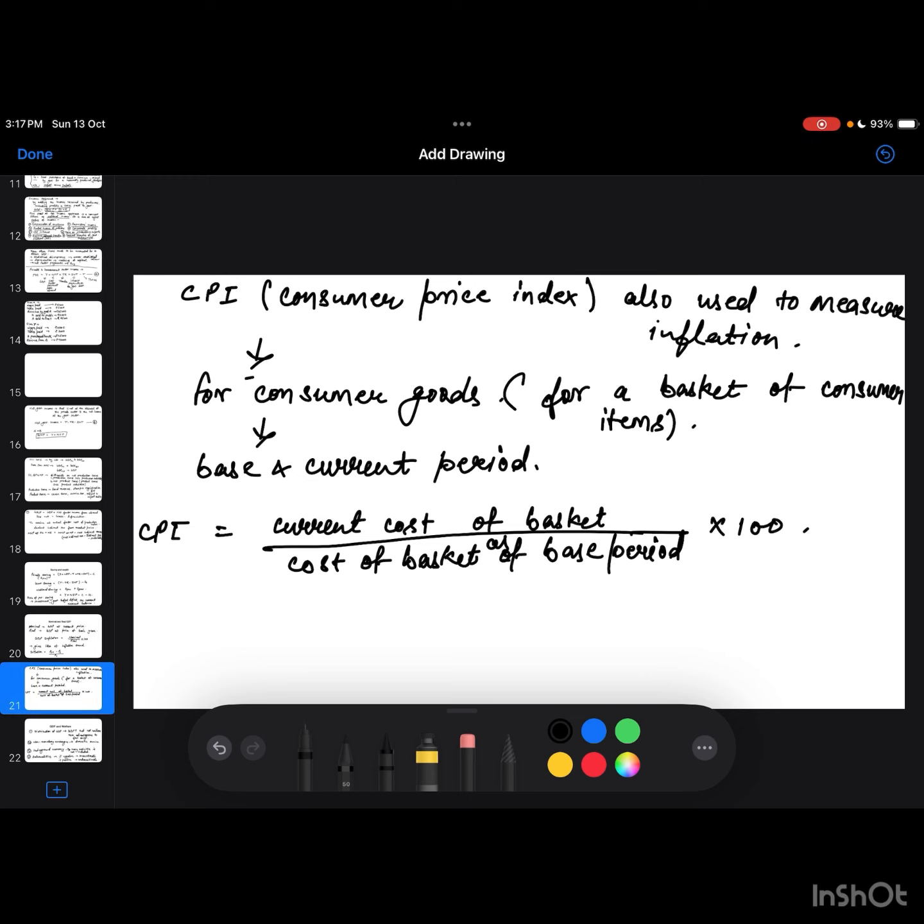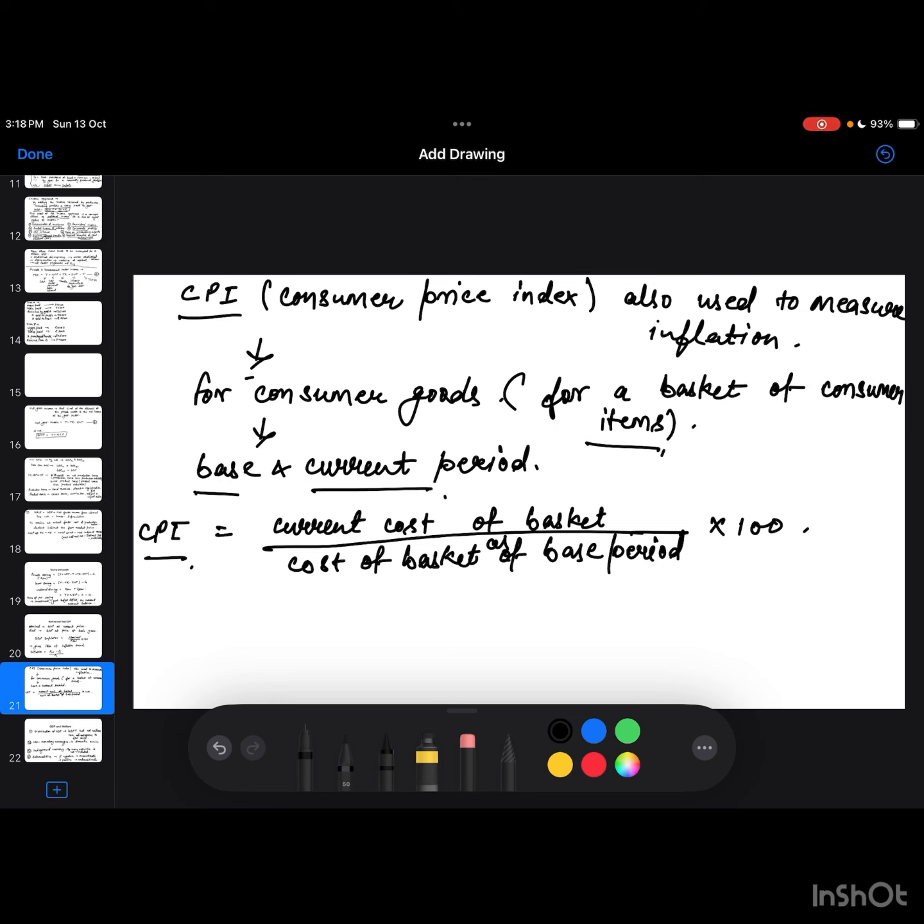Now the next index that helps to measure inflation will be CPI, that is consumer price index. Now it is used for the consumer goods. There is a basket of consumer items for which this index is used, and as GDP is used for nominal and real GDP, that nominal for the current and real for the base period, similarly in this index also we use base and current period prices for calculating.